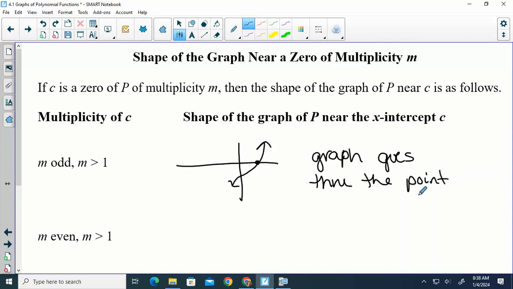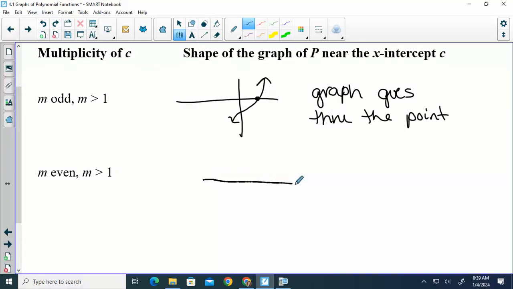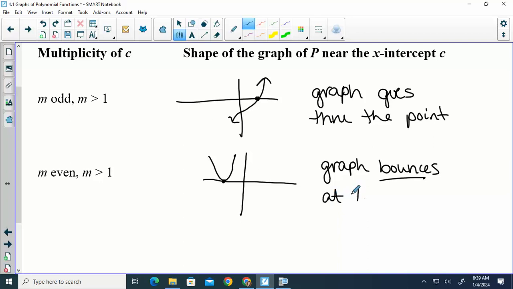So if the multiplicity is any odd number, 1, 3, 5, 7, 9, then when we graph it, we'll just hit that point and go through it. But if we have an even multiplicity, a multiplicity of 2, 4, 6, 8, what happens is we will hit that and bounce off. Okay, so odd multiplicity will go through, even multiplicity will bounce.